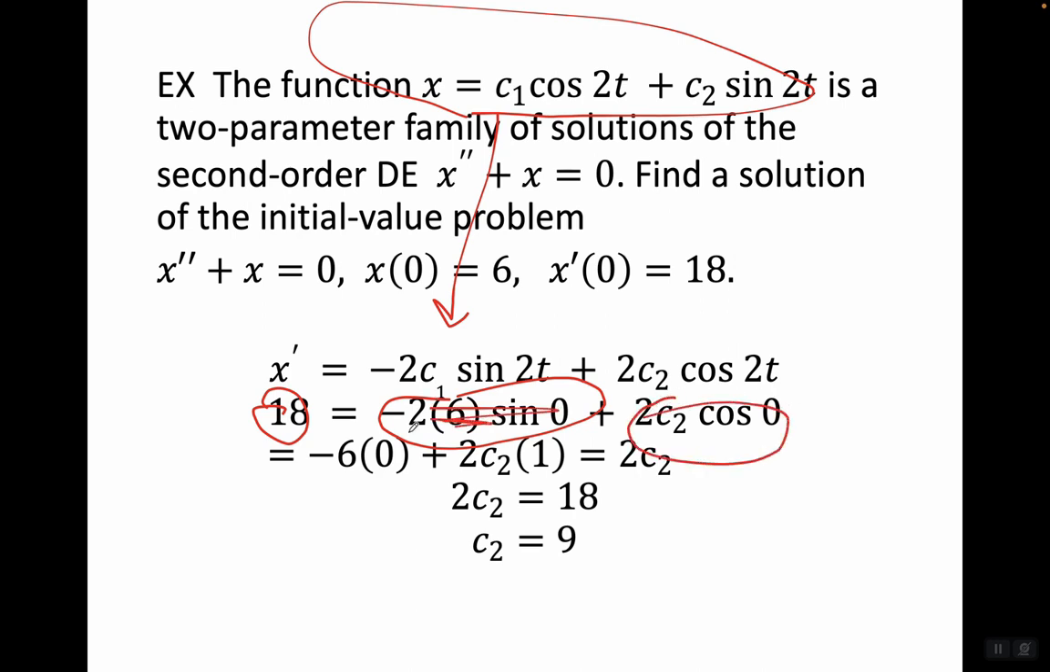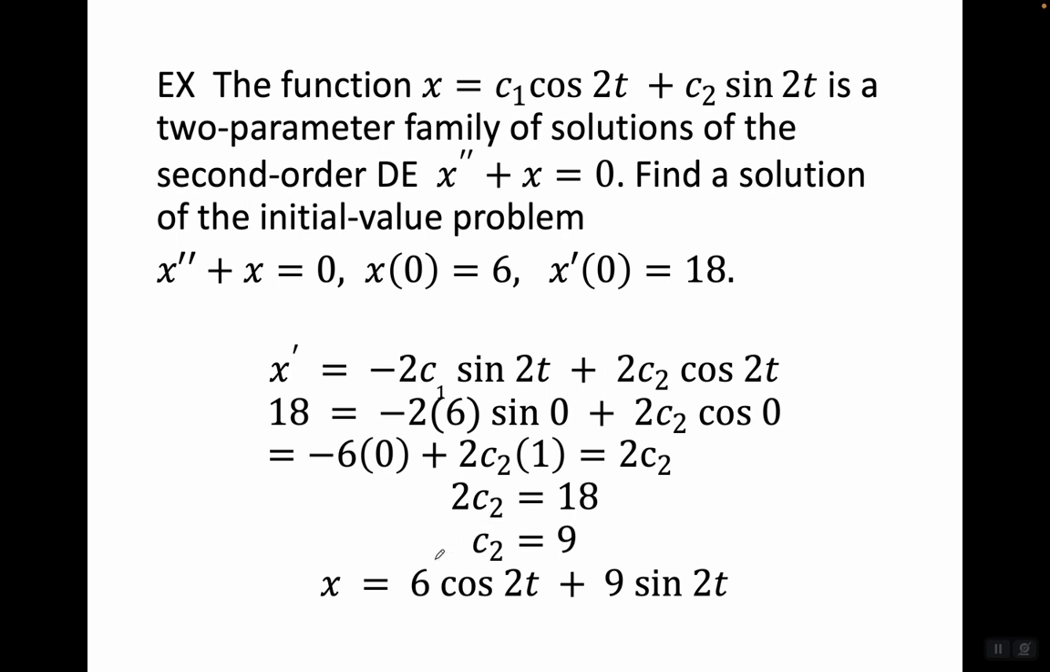Well, sine 0 is 0, so that just drops out. So we have negative 6 times 0. Well, that's just 0. Plus 2c2 times 1 equals 2c2. So the right side just simplifies to 2c2 because this drops out. So we have 18 equals 2c2. That means c2 equals 9. And we're done. So we know that c1 is 6 and c2 is 9. So that means the solution to this initial value problem is x equals 6 cosine 2t plus 9 sine 2t.